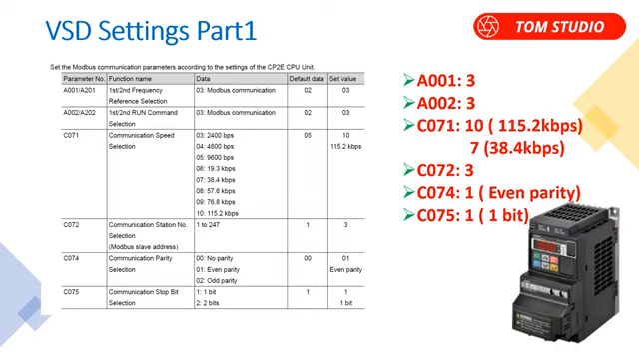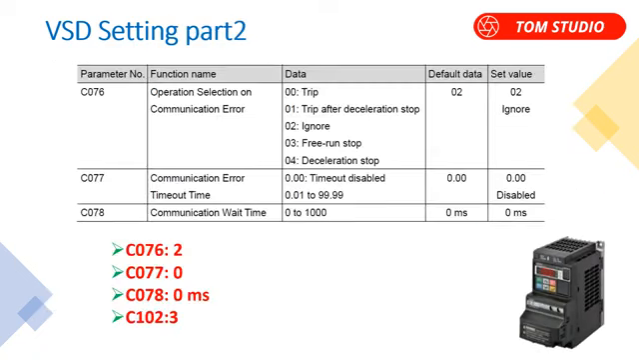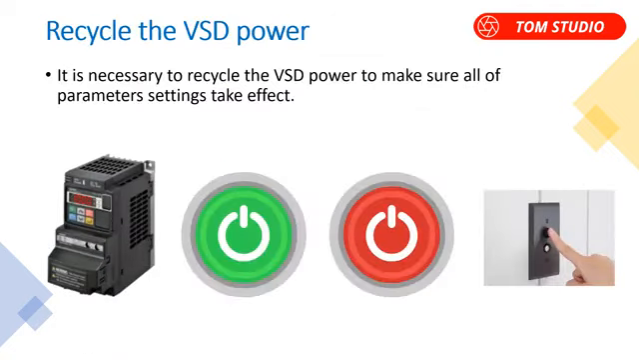C072, Modbus slave station number, it is important to write this number because you need to use this number in the PLC program. C074, 1, even parity, must be exactly the same as the PLC serial port settings. C075, 1, stop bit, must be exactly the same as the PLC serial port settings. Two more parameter settings: C076, 2. C102, 3. It is necessary to cycle the VSD power to make sure all parameter settings take effect.